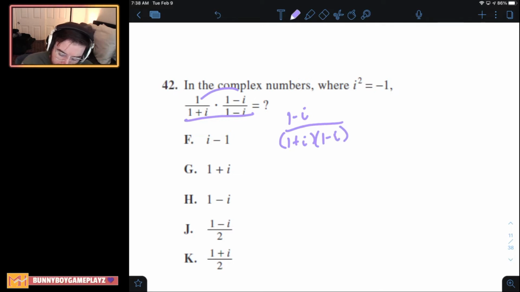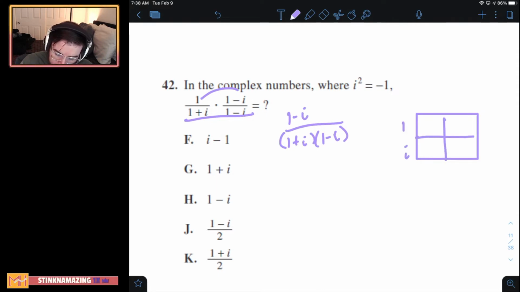Can we multiply this together? Yes, we can. We can use our box method. So we have 1 plus i and 1 minus i. 1 times 1 is 1. 1 times -i is -i. 1 times i is 1i. And -i times i: well, i squared is -1, but with the negative, that's +1. So the two ones combine to be 2.